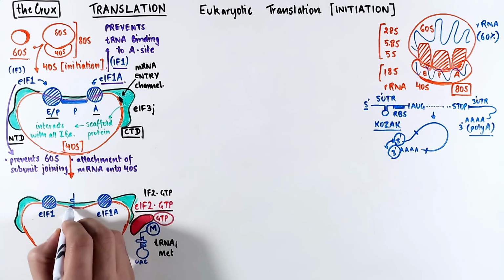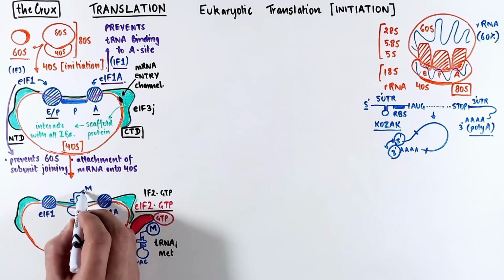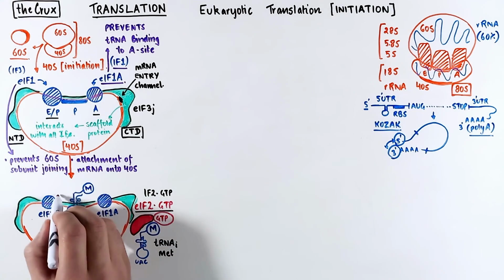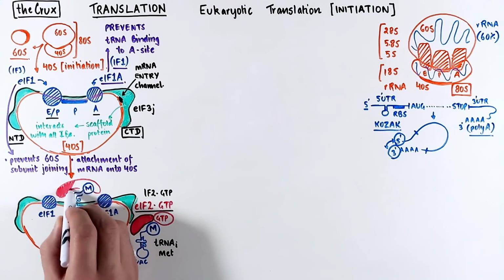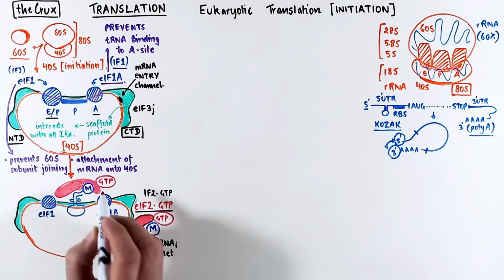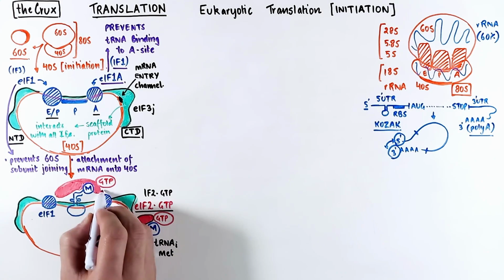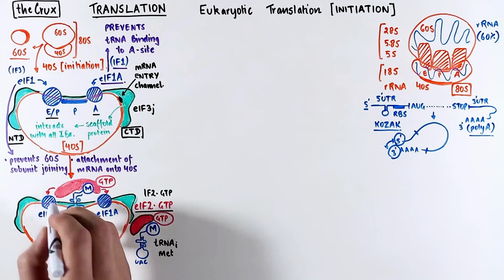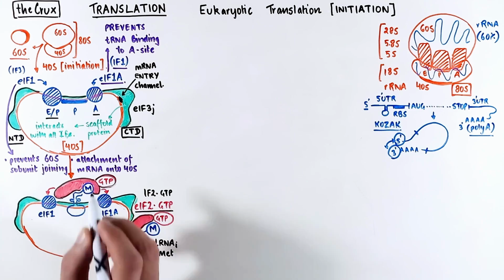Now this initiator tRNA, which contains the methionine, is brought to the P site with the help of eukaryotic initiation factor 2. And this EIF2 interacts with both EIF1 and EIF1A. And this helps in the positioning of the initiator tRNA.